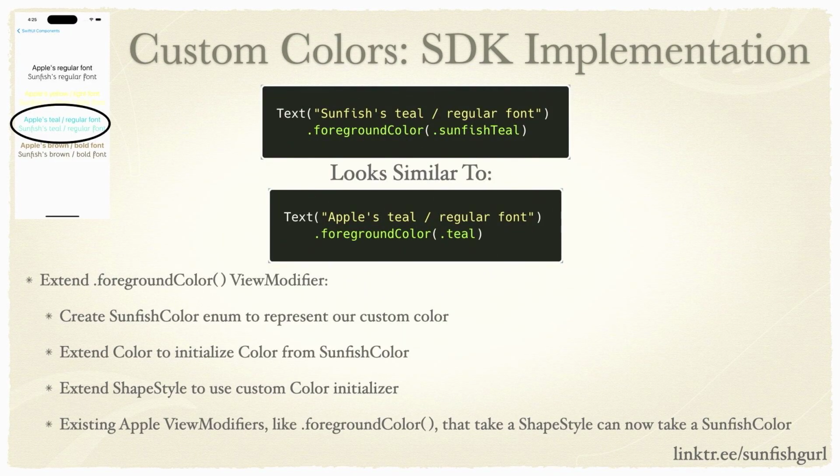So notice how the foreground color view modifier to display the custom color looks similar to the foreground color view modifier to use Apple's color. In this case, we only need to extend the existing Apple modifier taking our custom color. So I'll go through each of these steps in more detail over the next few slides.